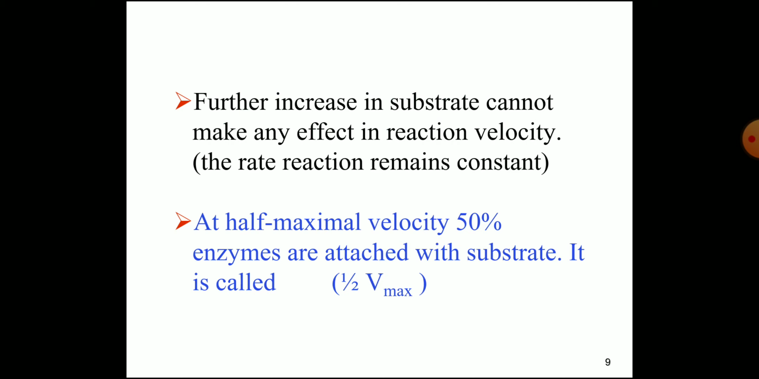At half maximal velocity, 50% of the enzymes are attached with the substrate. It is called the half Vmax. So when 50% of the enzyme gets saturated with the substrate, that velocity is called the half maximal velocity.